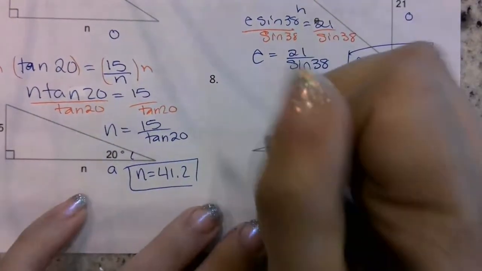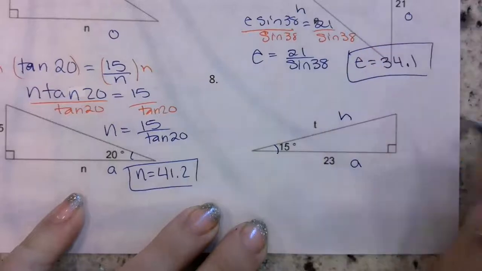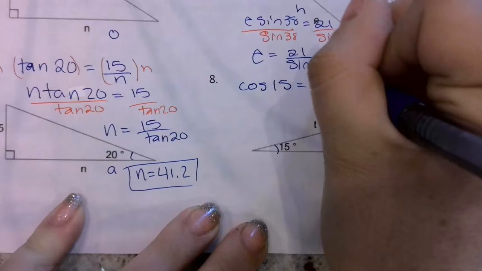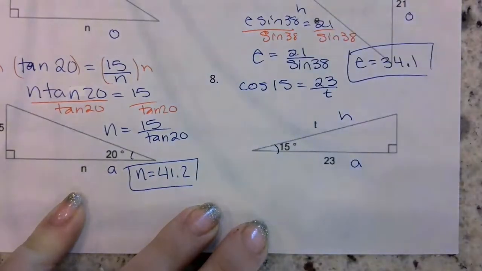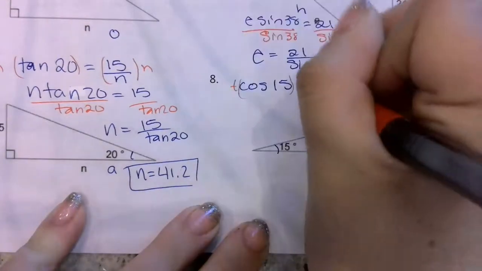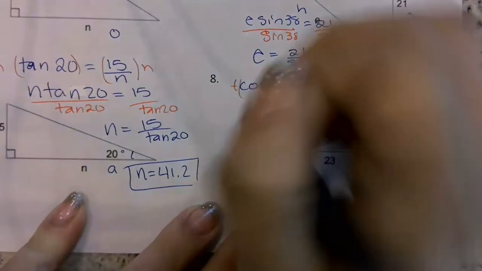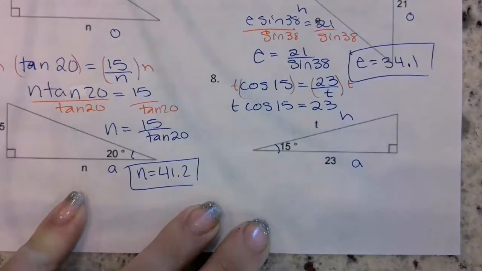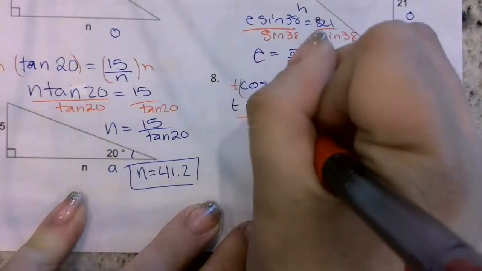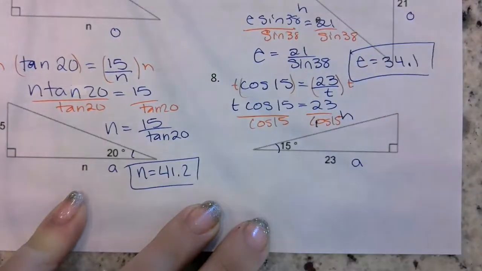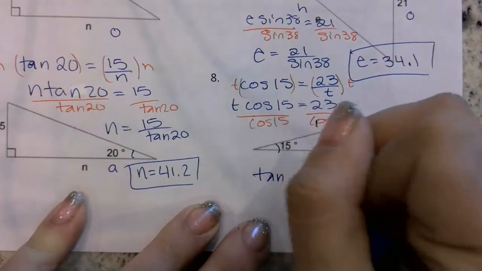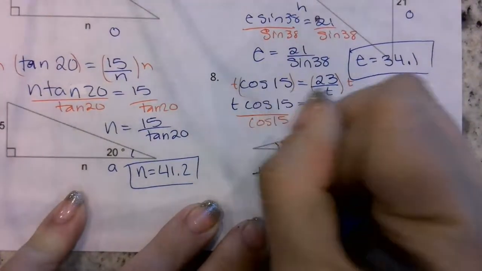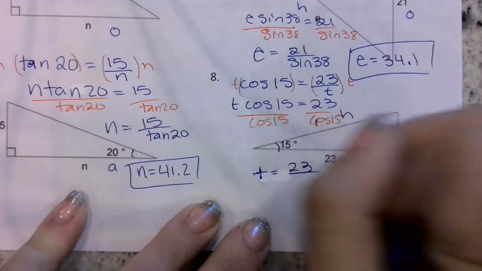Okay. Number 8, I have my angle, I have my adjacent, and I have my hypotenuse. This one would be cosine. So I have cosine of 15 equals 23 over t. I want to isolate t, so I'm going to multiply both sides by t to get rid of the fraction. I get t cosine 15 equals 23. Then I want to divide both sides by cosine 15. And I get t equals 23 divided by cosine 15.